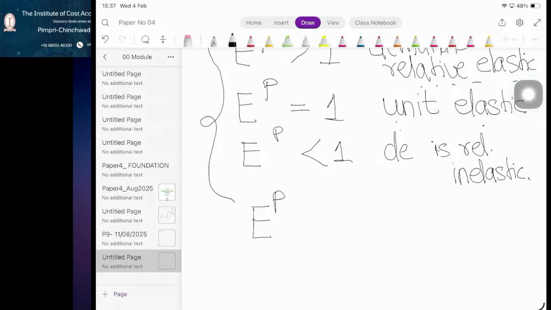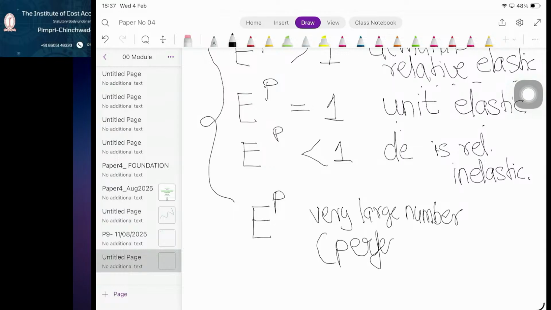Okay. Now, if elasticity is a very large number, or something like that, we call it perfectly elastic. It means a very large change in quantity demanded for a change in price. It is called perfectly elastic.